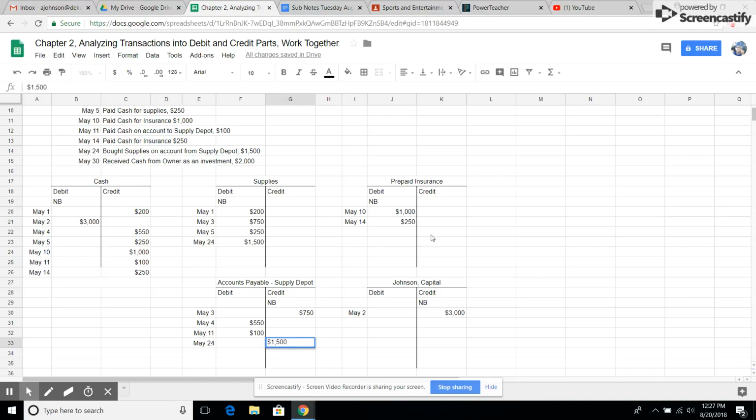And our last one, May 30th, received cash from owner as an investment. So we received cash, so that's going to increase our cash. Cash is an asset, so we're going to put that on the debit side, $2,000. And then it's also going to increase our capital account as well. Capital accounts are increased on the credit side, so we will put that on the credit side for Johnson Capital. You need to now complete your on your own exercise.